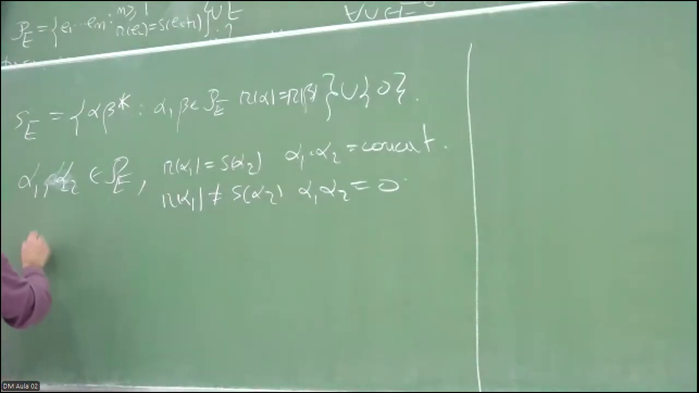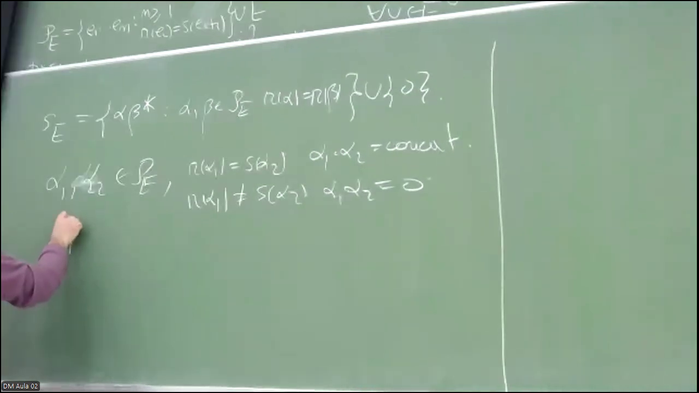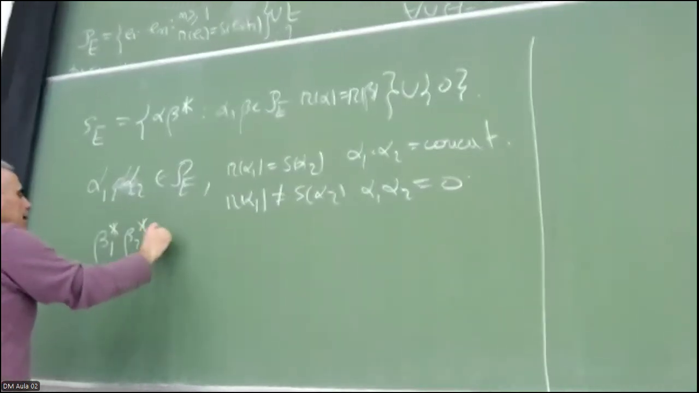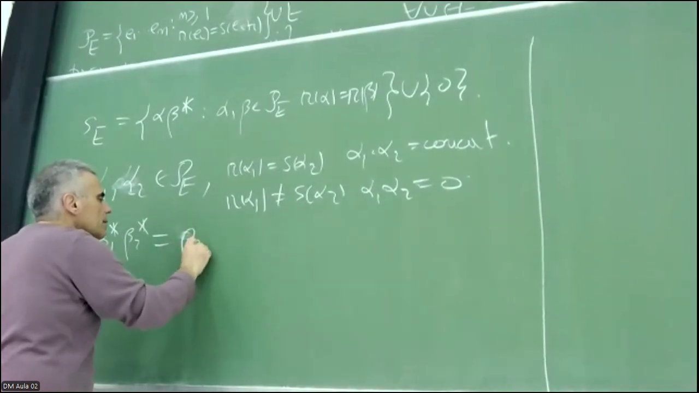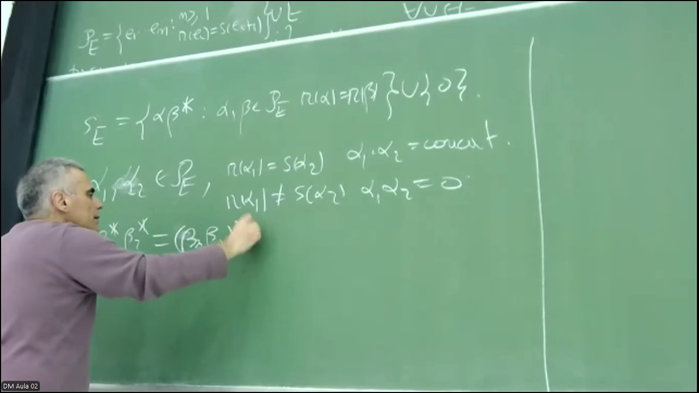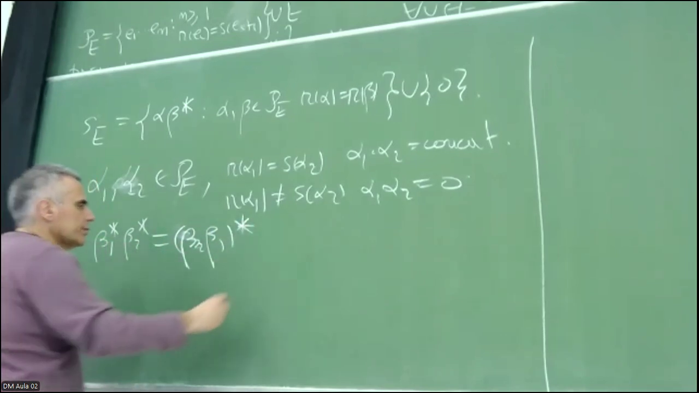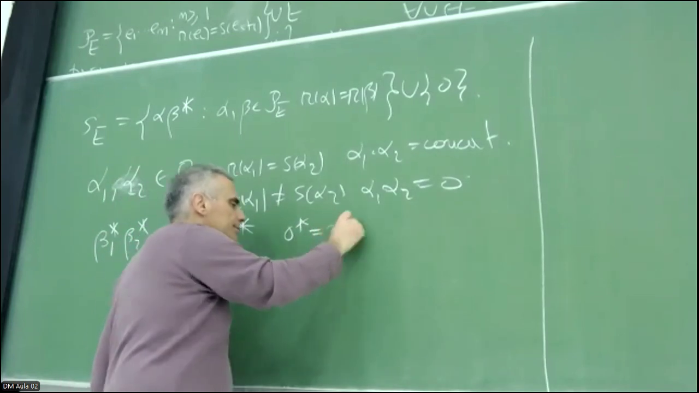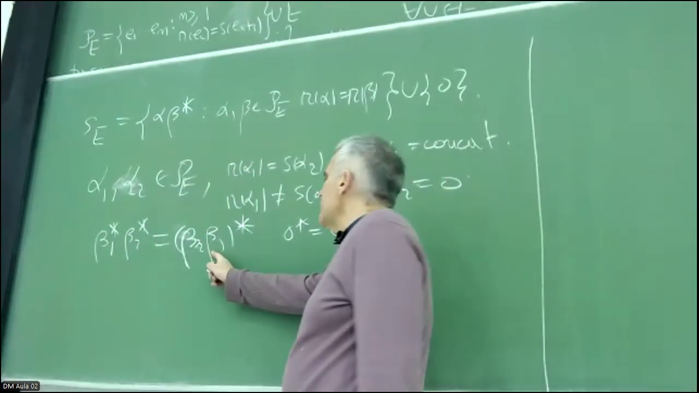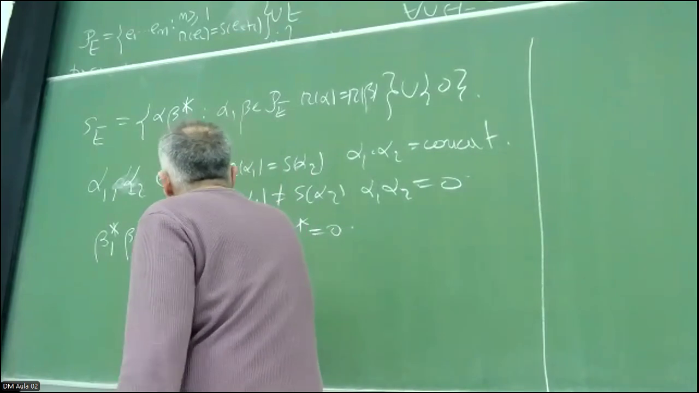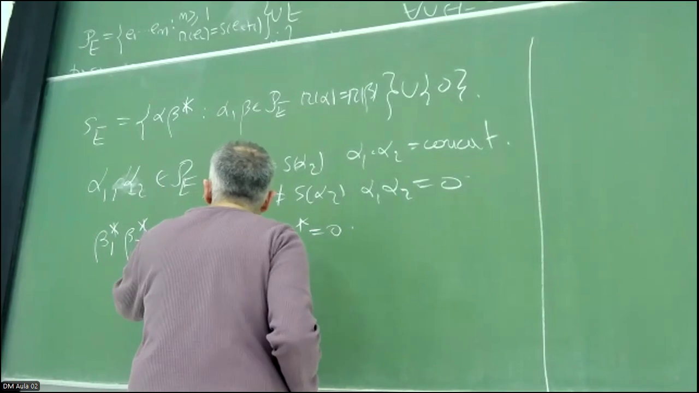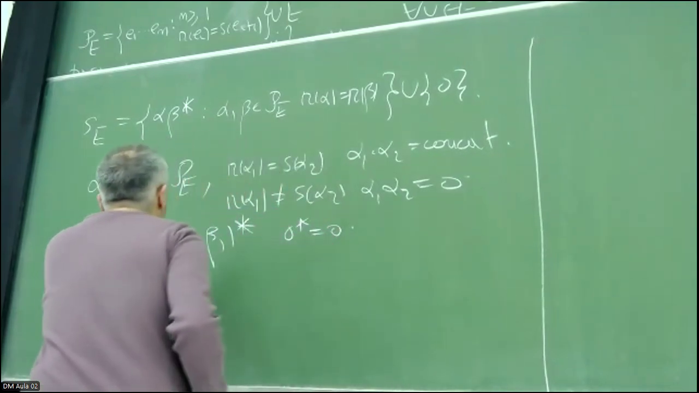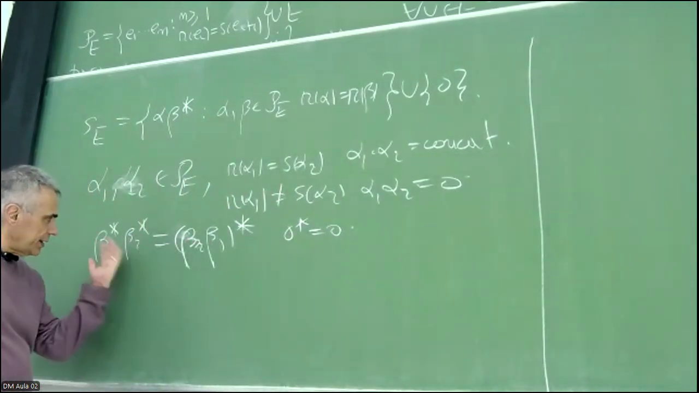And similarly, if I have beta 1 star, beta 2 star, then I define this as beta 2, beta 1 star, where, of course, 0 star is 0. Okay, so if this is 0, then the result is 0. Otherwise, that is, when the source of beta 1 is the range of beta 2, then this is just the concatenation. And so this is the star of the concatenation.